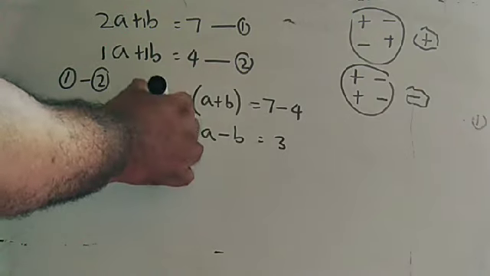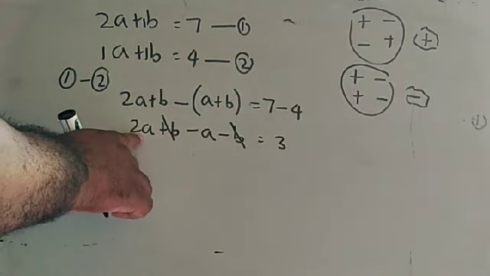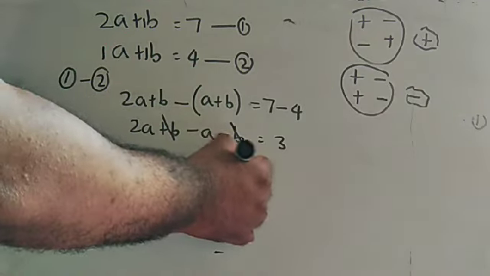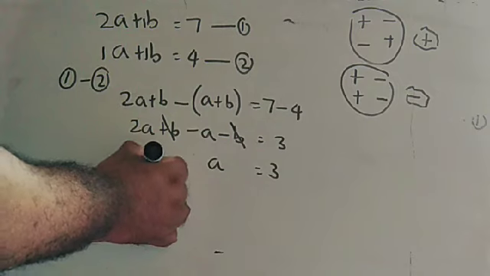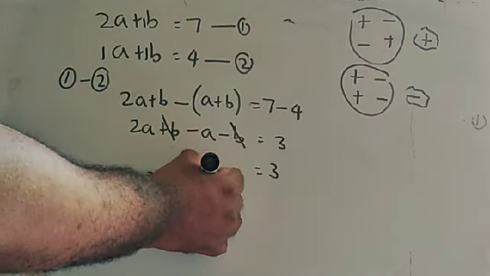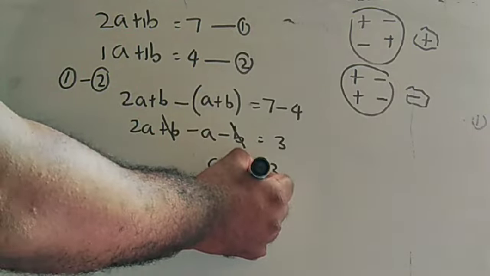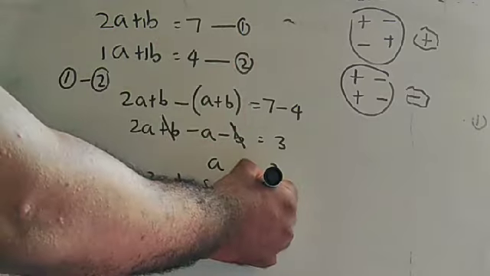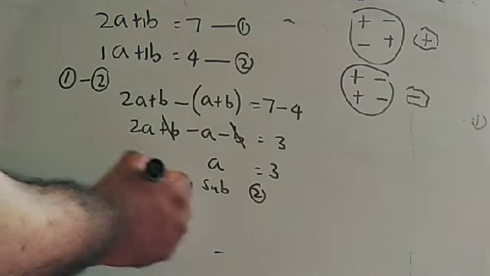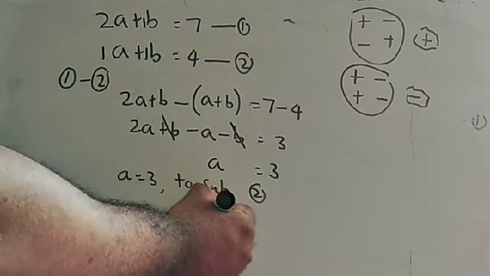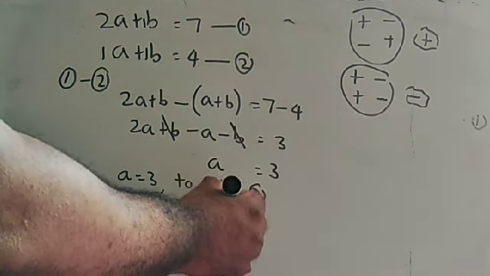Then plus b and minus b cancel. 2a minus a is equal to 3. The value of a is 3. Now a is 3, to substitute, it is easier in the second equation, no matter first or second equation. What's the second equation? a plus b is equal to 4.